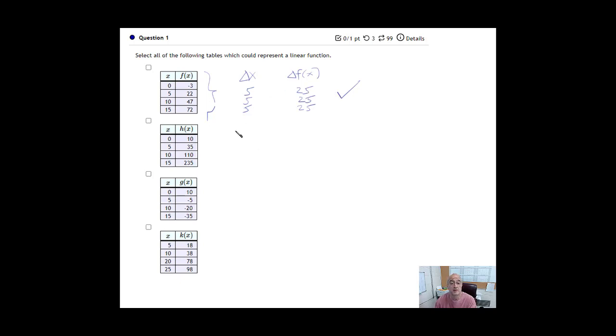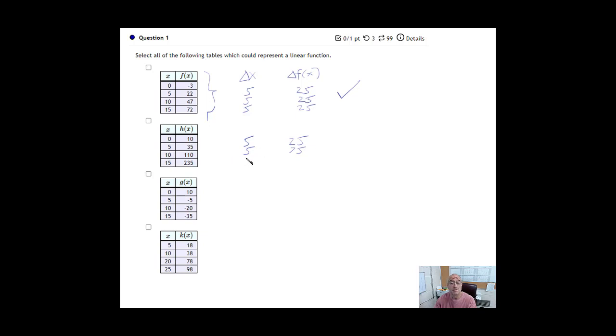Okay, let's look at the next one, h of x. So this one here, from 0 to 5, so our delta x is 5 units. From 10 to 35, that change in f is 25 units. Okay. From 5 to 10 is another 5 in the x direction. However, notice here, we go from 35 to 110, which is a change of 75 units. So right there, our rate changed. So this is not a function.